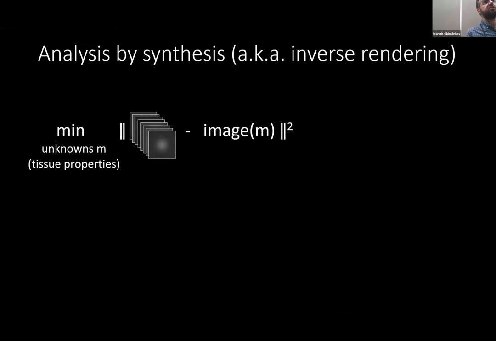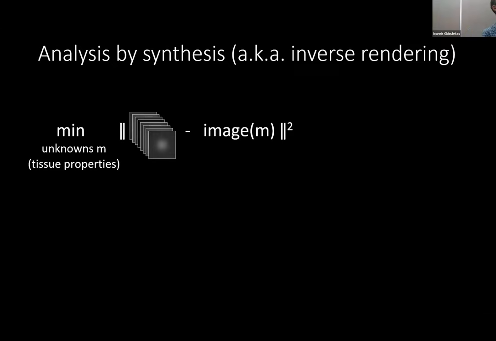In computer graphics, it's most often called inverse rendering, but at the end of the day, it's the same methodology. So what this says is that I will try to infer the unknowns in my scene by solving an optimization problem that says, find the values for these unknown parameters such that if I use them to render images, I will match my measurements, or I'll match my target.